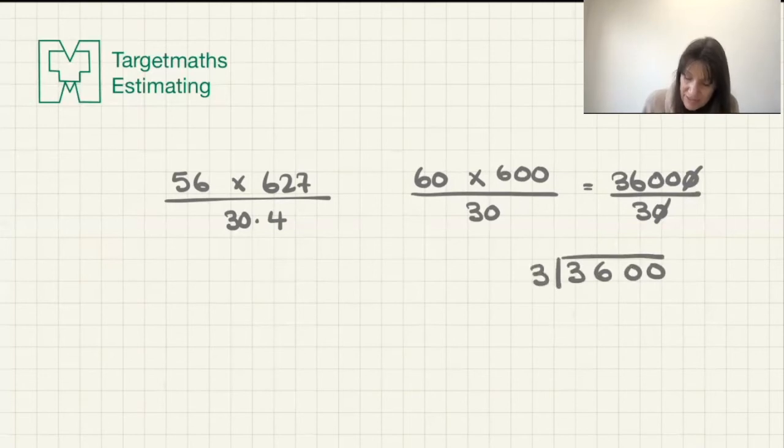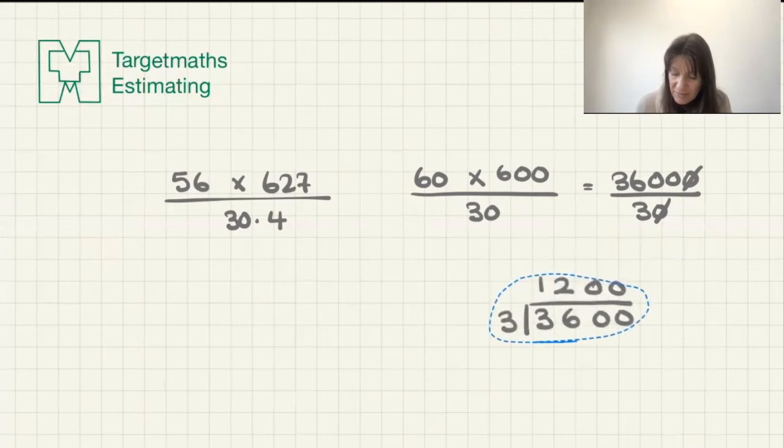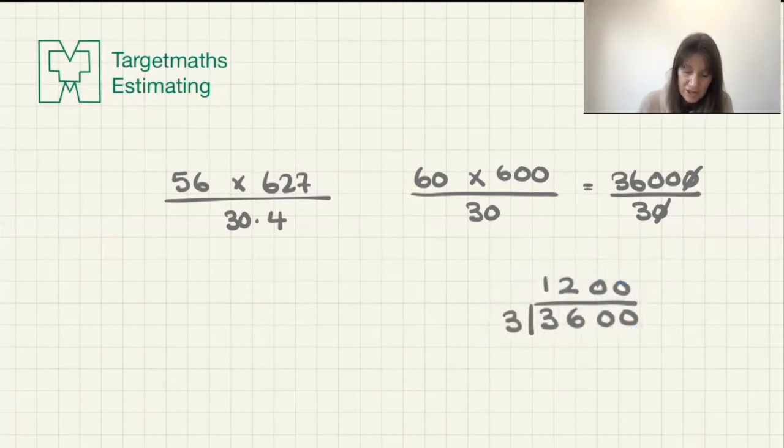So you'll say, how many 3s can I get into 3? 1 exactly. How many 3s can I get into 6? 2 exactly. And then the zeros come up. All right. You may not need to do bus shelter every time. You may just be able to look at the 3 and go, right, how many 3s are in 36? 3s into 36 go 12 and then add up the 2 zeros.